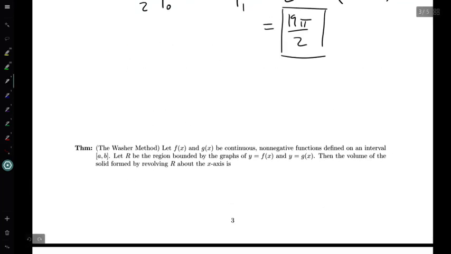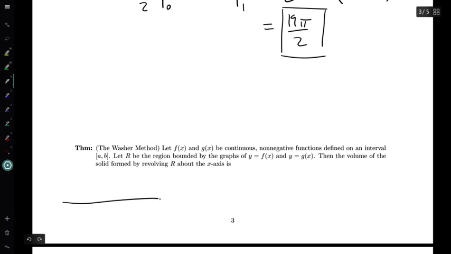The washer method says let f of x and g of x be continuous non-negative functions defined on an interval [a, b]. Remember, this means we want them to be above the x-axis. We also want them to be continuous so that we can make sure we can integrate them. We want R to be the region bounded by the graphs of y equals f of x and y equals g of x, and we want to find the volume of the solid formed by revolving R about the x-axis.